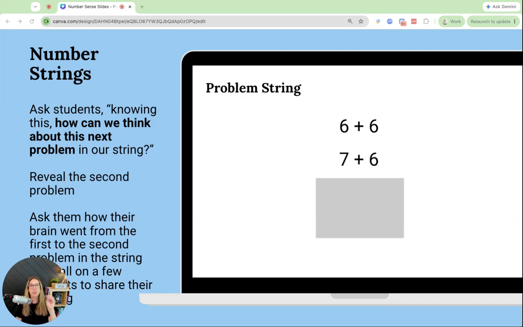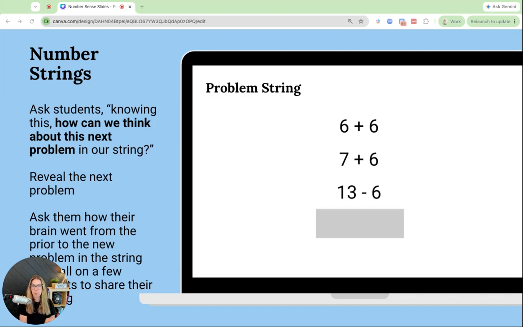Right. And so a student might not have that skill initially because that is fluency. That is a numerical fluency to be able to know and not just start from the beginning. We want to help them make a connection from one problem to the next in the string. Right. And so try to get a couple of different ways. How else could we see going from 6 plus 6 to now knowing 7 plus 6? How can I use 6 plus 6 to help me show 7 plus 6?